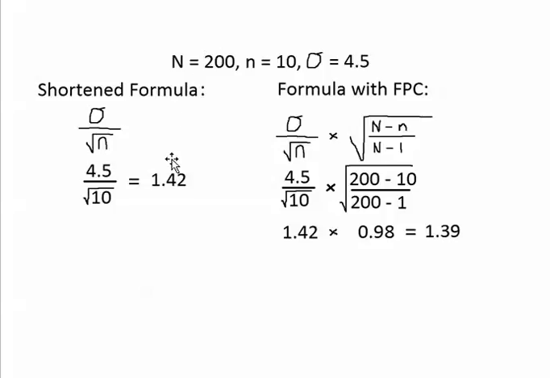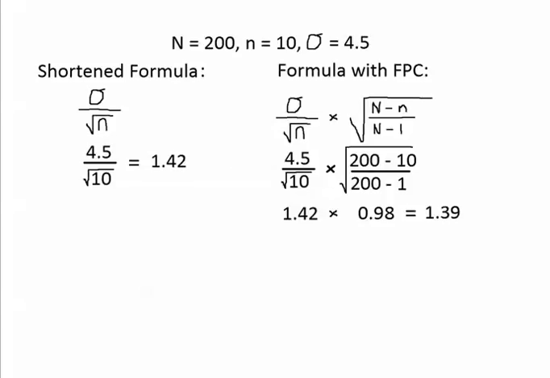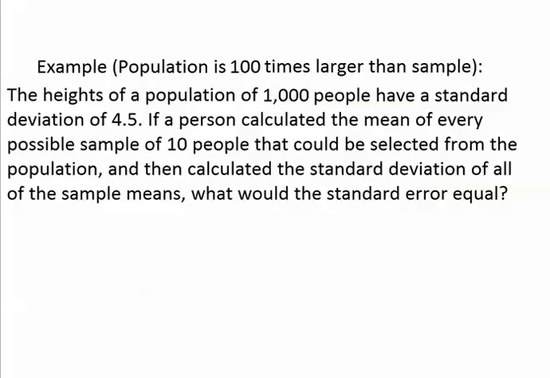This answer becomes more and more correct when the population size and sample size get further apart. So if the population was 30 times larger than the sample, this would be even more correct. These two numbers would be even closer together. And if the population was 100 times larger than the sample, then this answer would be highly correct, and these two numbers would be pretty much exactly the same. They would only be very slightly different. So let's look at an example in which the population is 100 times larger than the sample.